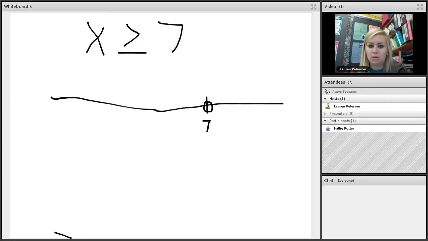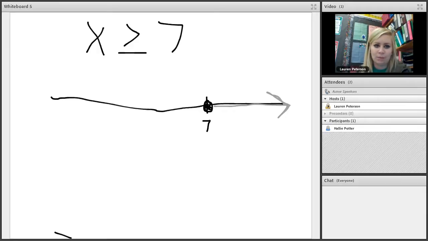I make a dark circle, and then my arrow, let's make it a different color, is going to be going this way. Okay, because that shows me that my x, whatever my value for x is, can be 8, 9, 10, 11, a million. It doesn't matter as long as it's greater than or equal to 7. Remember that it could be 7 also. That's why we color that in.